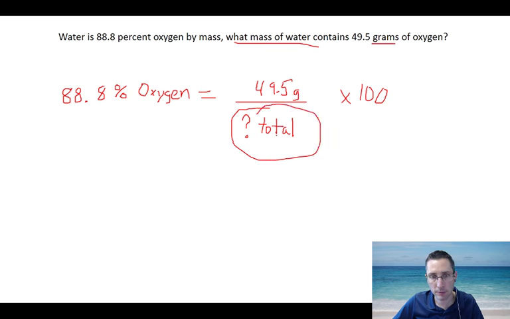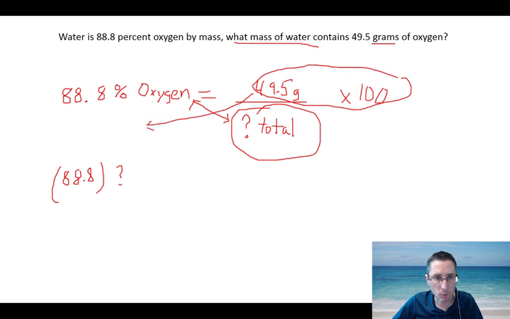Okay, so this is the algebra problem we talked about before. But again, look at your multiple choice answers on the test, put them in here for the question mark, and see which of them give you 88.8%. But to do it the algebraic way, I need to get this in the numerator. I'm going to multiply both sides, which is sort of the same as cross multiplying, if you'd rather do it that way. Cross multiply, you get 88.8 times question mark. Cross multiplying the other side, you get 49.5 times 100.